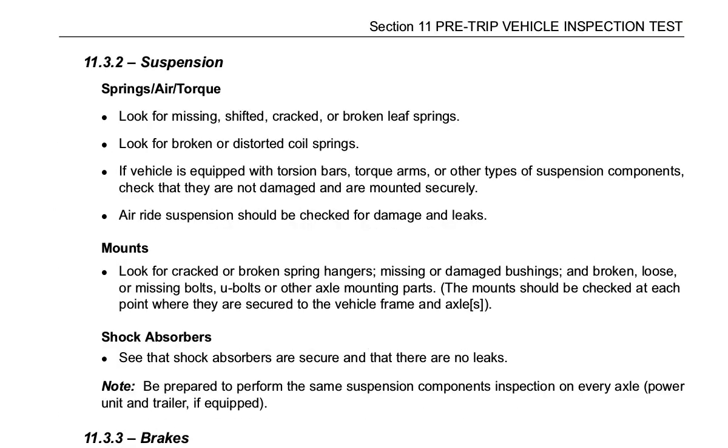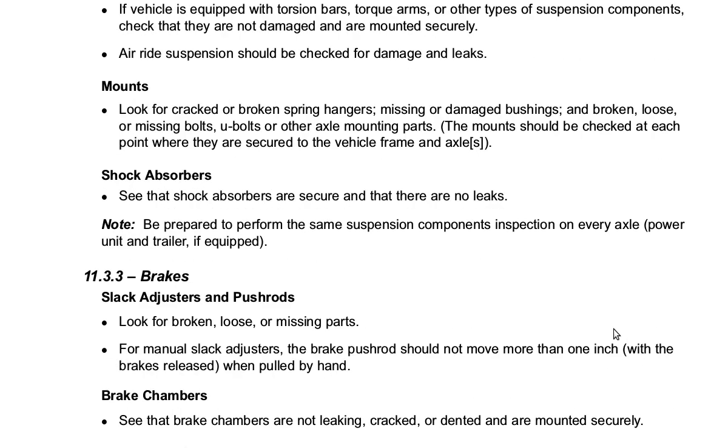Suspension. Springs, air, or torque. Look for missing, shifted, cracked, or broken leaf springs. Look for broken or distorted coil springs. If the vehicle is equipped with torsion bars, torque arms, or other types of suspension components, check that they are not damaged and are mounted securely. Air ride suspension should be checked for damage and leaks.